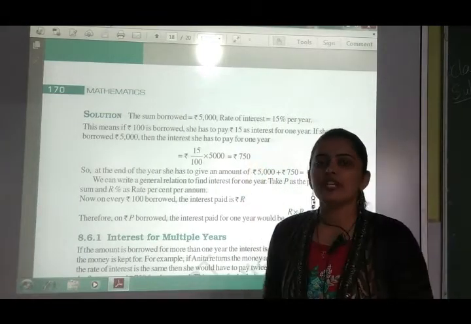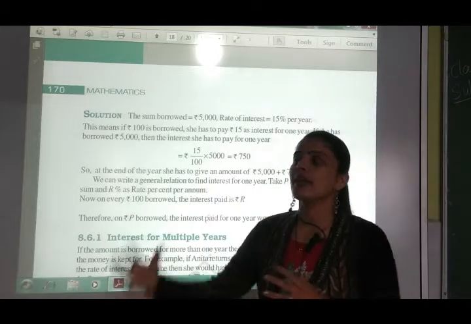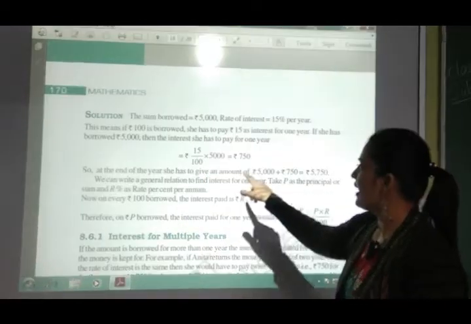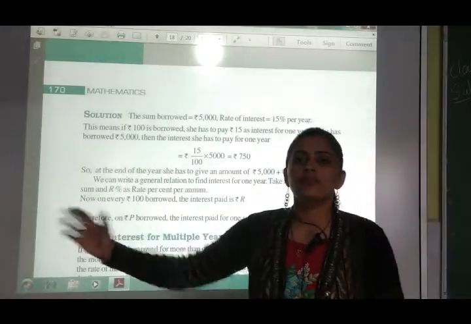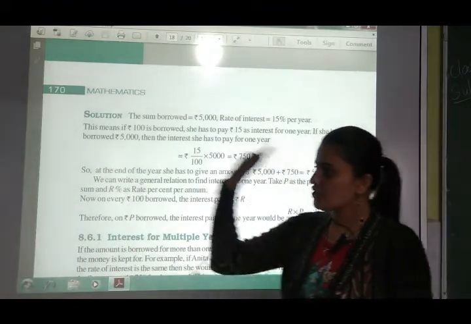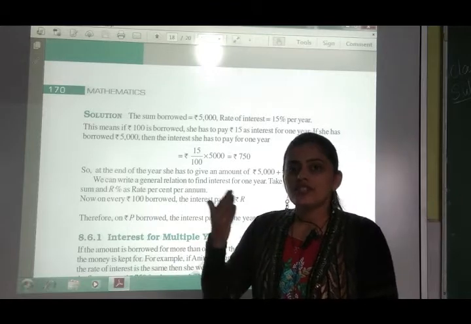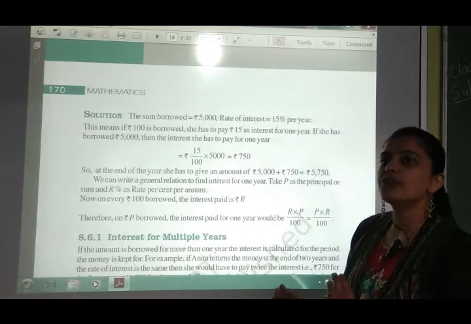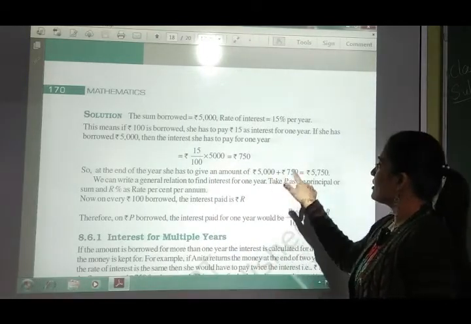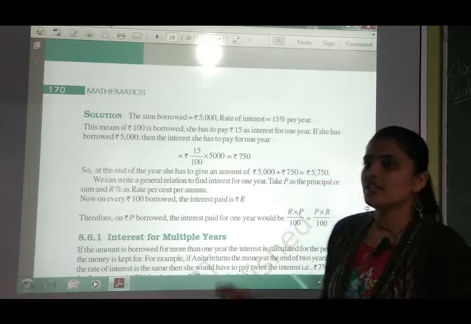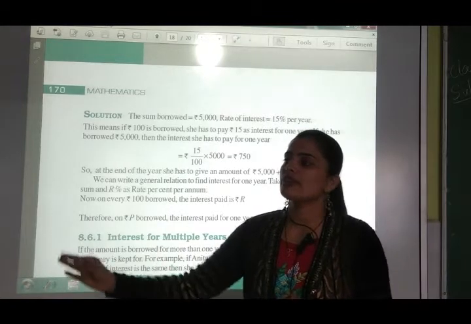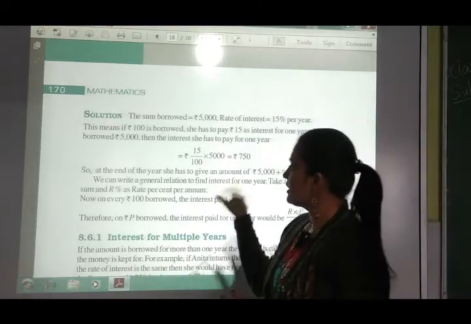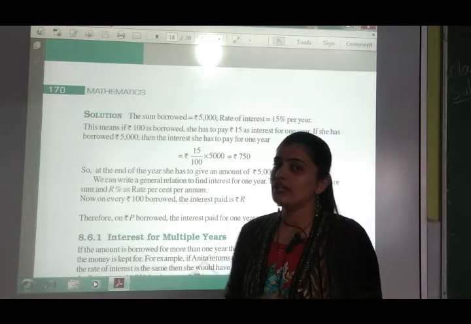So what is 750? 750 is the interest that you have to pay back to the bank. So at the end of the year, how much total does she have to give to the bank? 5000 she has borrowed, and that 5000 she has to pay back, and plus interest also she has to pay. That means rupees 750 extra. So we have to add 5000 to rupees 750, which will be equal to 5750. So the total amount she has to pay back to the bank after 1 year is rupees 5750.